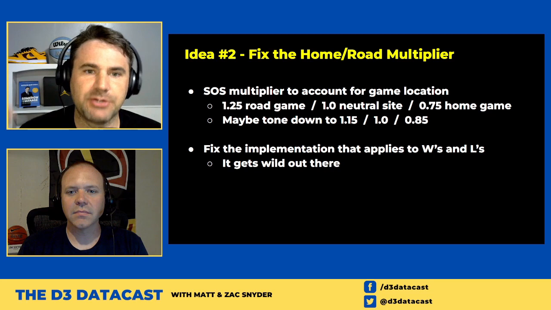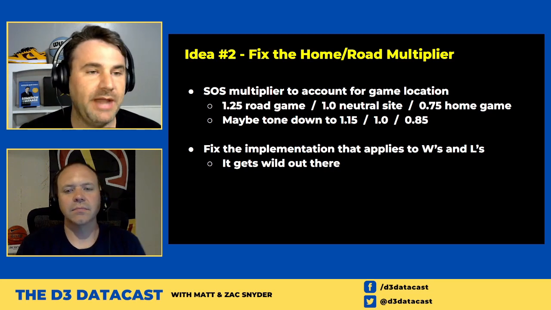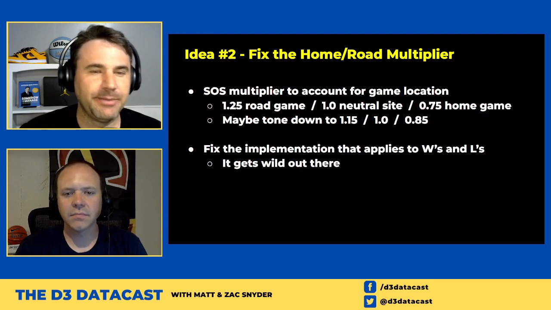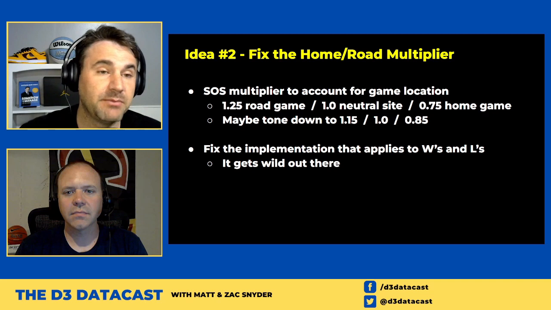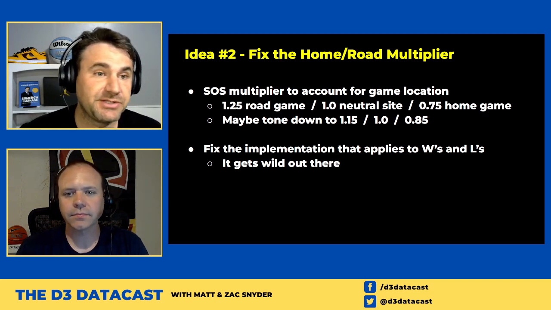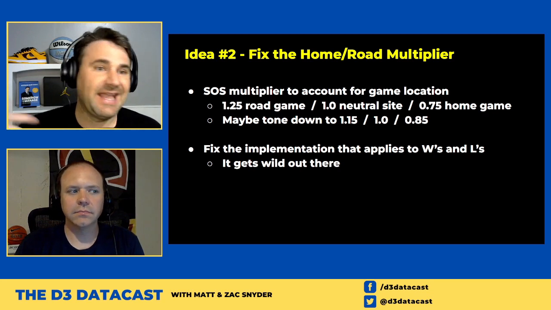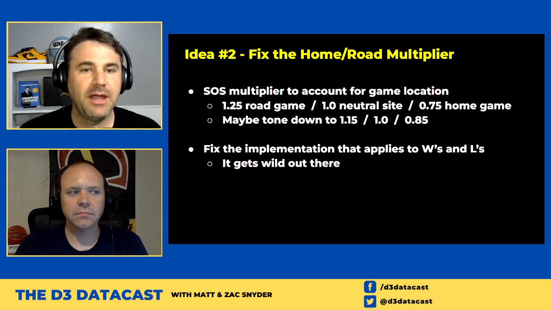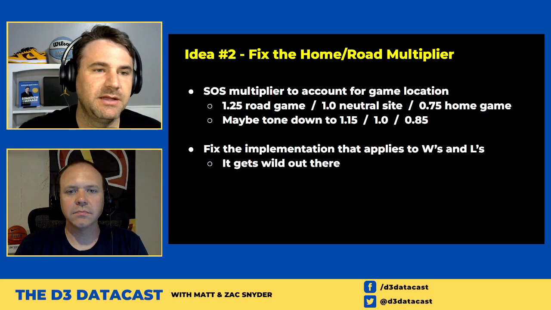I would like to see that multiplier toned down a little bit to like a 1.15, 0.85 for home and road. I think we're a little bit heavy on the multiplier. I think it really makes sense to have that in there. It makes sense that a road game should start boosting your schedule if you play more games on the road, especially against good teams. And that home games, if you just stay at home, it should hurt your SOS a little bit. But I think the 0.25 is maybe still a little bit heavy-handed in that regard.